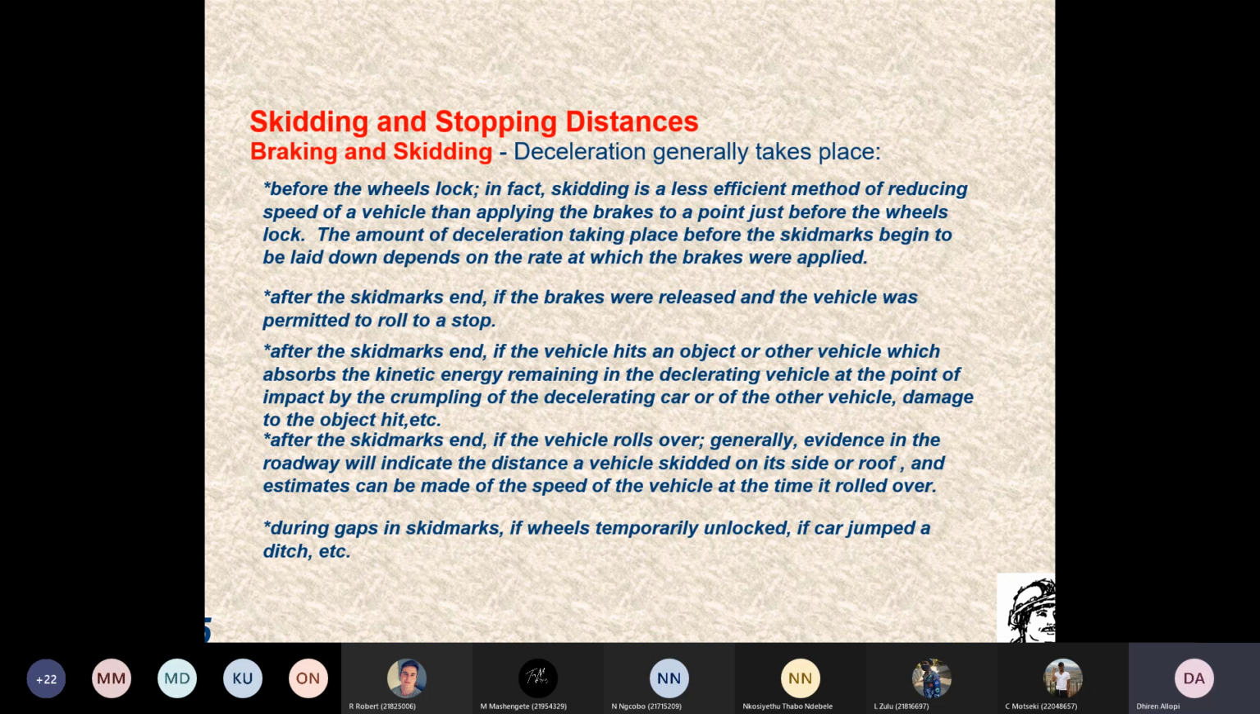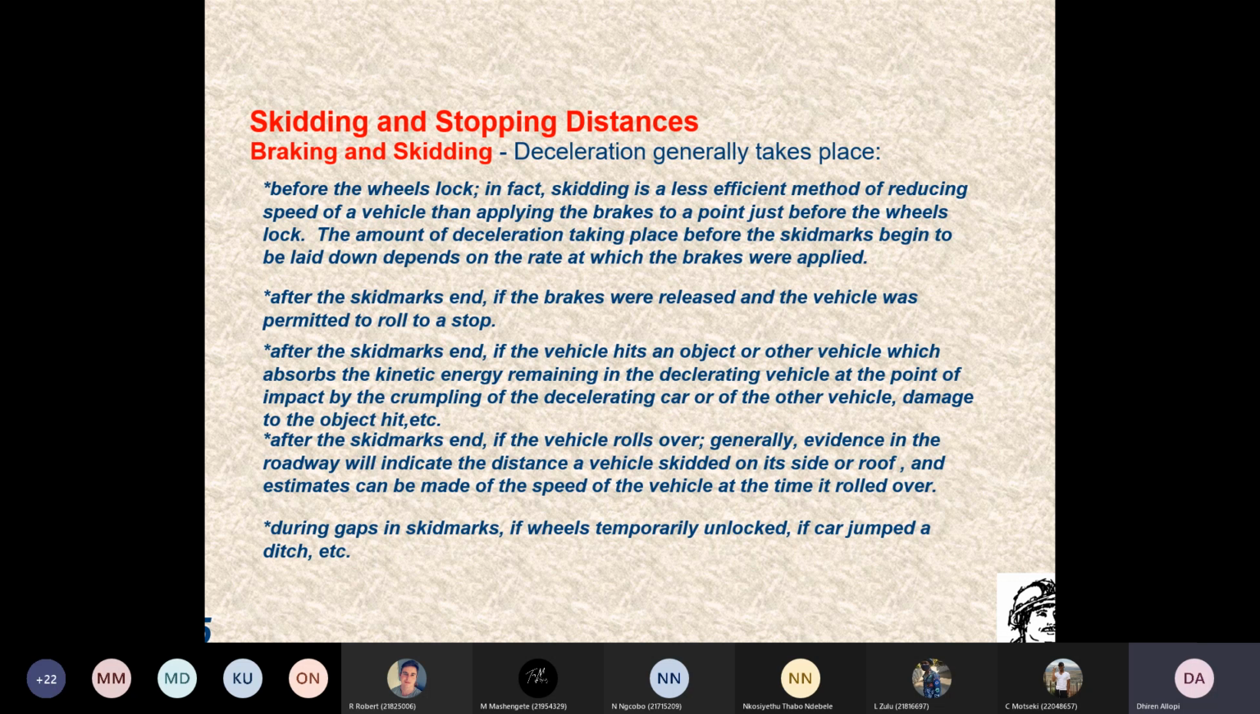Third condition, after the skid mark ends, in this case, if the vehicle hits an object. The fourth one, after the skid mark, if the vehicle rolls over. And then you could have gaps in your skid marks. So in other words, where your vehicle's locked, but temporarily. So these are all factors that one would consider with regard to deceleration taking place.